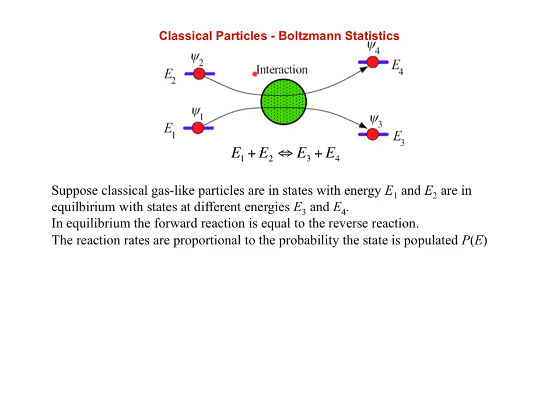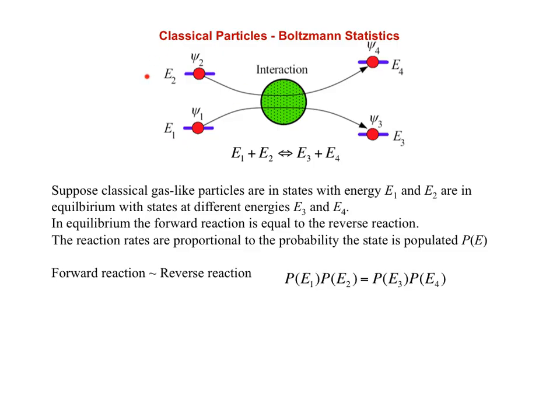Consider first the equilibrium of classical particles obeying Boltzmann statistics, where the particles are confined to particular energy states. For example, the chemical reaction of two species of different energies E1 and E2 that interact and turn into two other species with energies E3 and E4. For a system in equilibrium, the forward reaction rate must be equal to the reverse reaction rate. The reaction rate depends on the number density of reactants or probability of finding a particle in the reactant state.